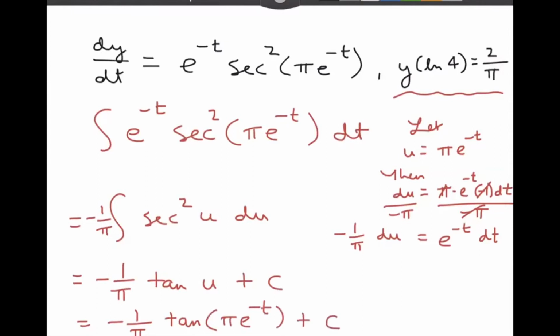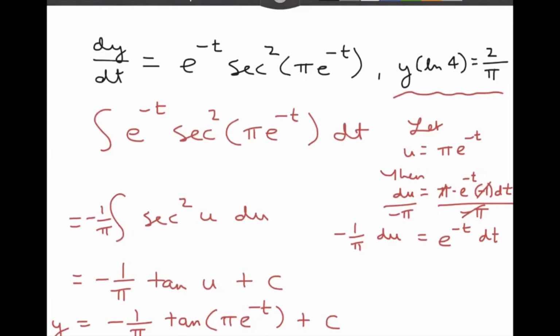Now we're not quite done because remember this was an initial value problem and they gave me the value of y at natural log 4. Let's put a y here. So going over to the next slide, let me just copy that equation real quick. We have y equals negative 1 over pi tangent pi e to the negative t plus c. And our initial condition said that y at natural log 4 is equal to 2 over pi.